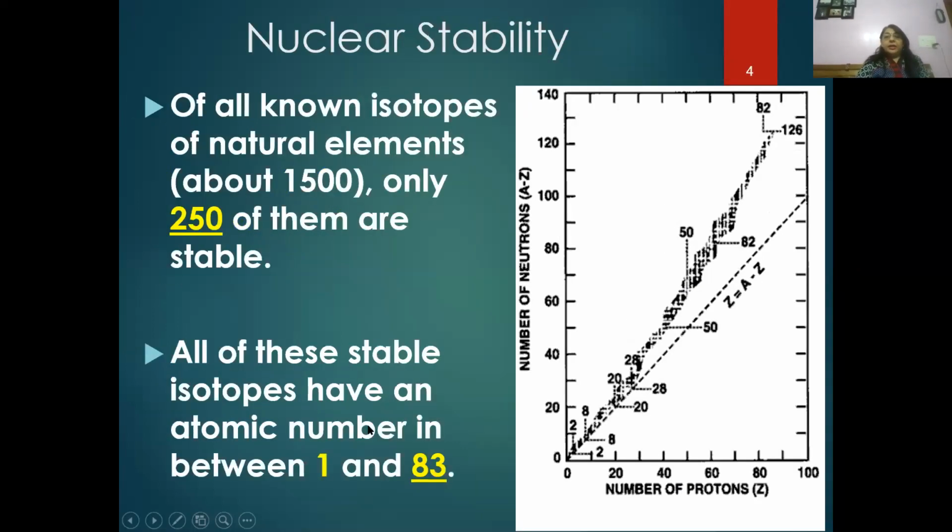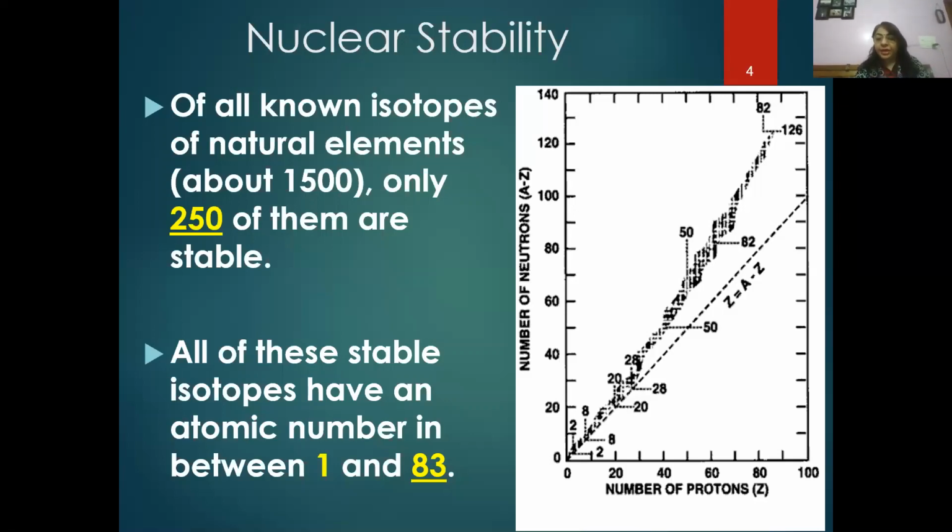Now, of all the known isotopes of the natural elements present in the periodic table, which are about 1500, all isotopes I'm saying, only 250 of them are stable. All of these stable isotopes have an atomic number between 1 and 83. So the stable isotopes of all the known elements of the periodic table are around 250 in number, and their atomic number lies between 1 and 83.